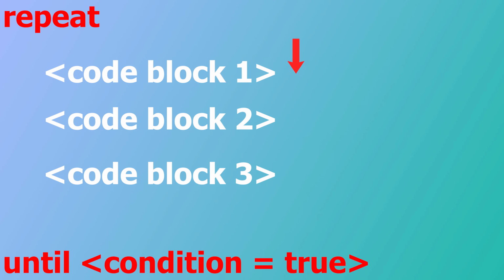The repeat until loop repeats the code within the loop until the condition is met. It's a bit different from the while loop in that it doesn't do it while the condition is true, it does it until the condition is true. This can be broken similarly with the break keyword.